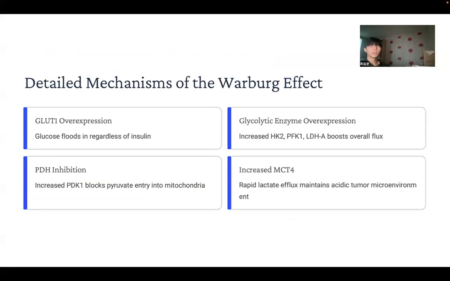The Warburg effect is maintained through several coordinated molecular changes. Overexpression of GLUT1 dramatically increases glucose uptake. Increases in HK2, PFK1, and LDHA raise overall glucose flux. Increased PDK1 inhibits PDH so pyruvate cannot enter the mitochondria. Increased MCT4 rapidly exports lactate to acidify the environment. These mechanisms work together to keep glycolysis running at high speed.